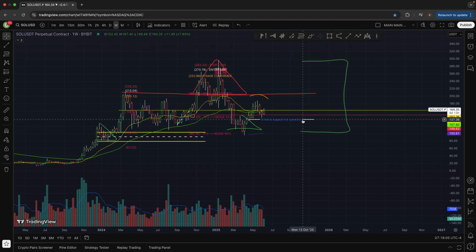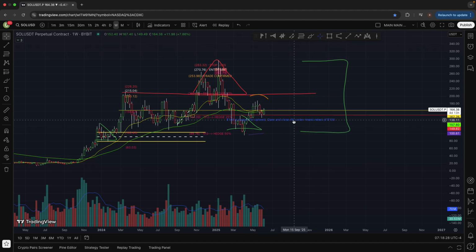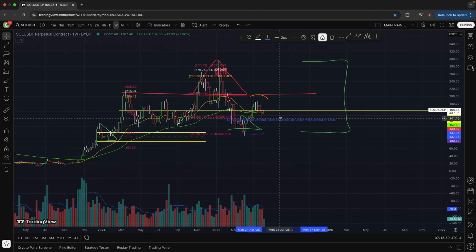Hold on, 144, this is uptrend support. Open and close 4 hour under means test of 100. And I'll say retest of 100. So that's how I'm going to see this.